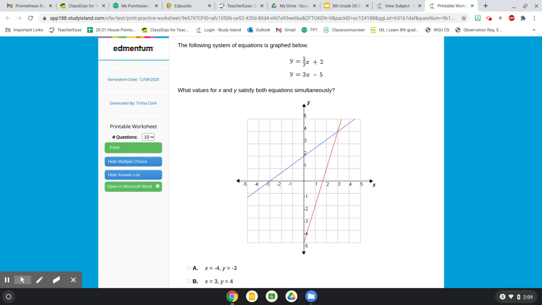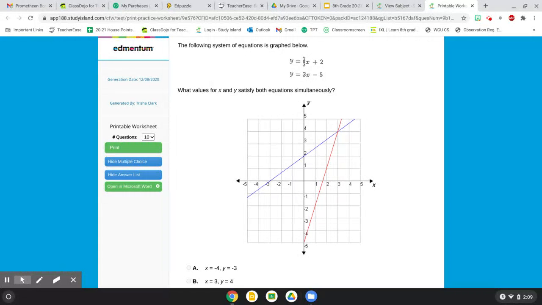We are working on using graphing to solve systems of equations. If you have not watched the videos yesterday, it would be wise to watch those because that is where you're going to get all of your instruction for this. Otherwise, you're just kind of blindly going into this work and just kind of guessing.